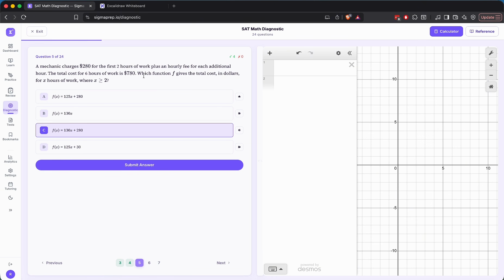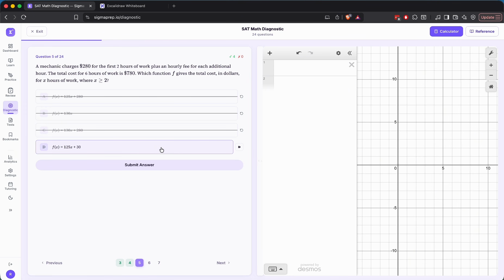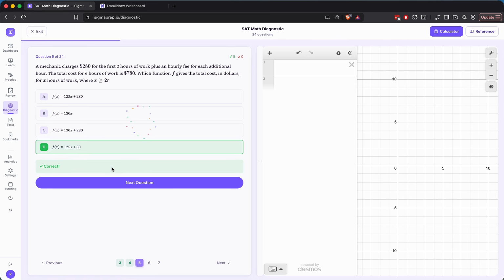So honestly, a really simple way to do this is you can mentally just plug in 2 for x and see which one gives you 280, right? So it can't be B, and it can't be A, and it can't be C. So it's got to be D. And like I said, you can do that mentally. 2 times 125 is 250, plus 30 is going to give you 280, right?